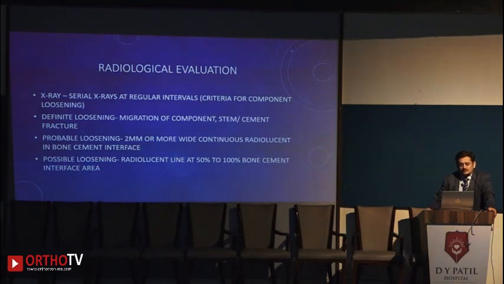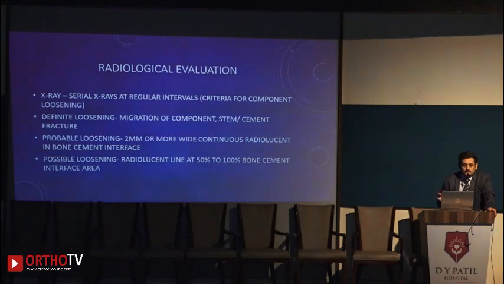Definite loosening is seen when there is migration of the component or stem, or a cement fracture. Probable loosening is when there is a continuous radiolucent gap of 2 mm or more at the cement-bone interface. And possible loosening is when there is a radiolucent line over at least 50 to 100% of the bone-cement interface. In those cases, we can say that there is loosening.